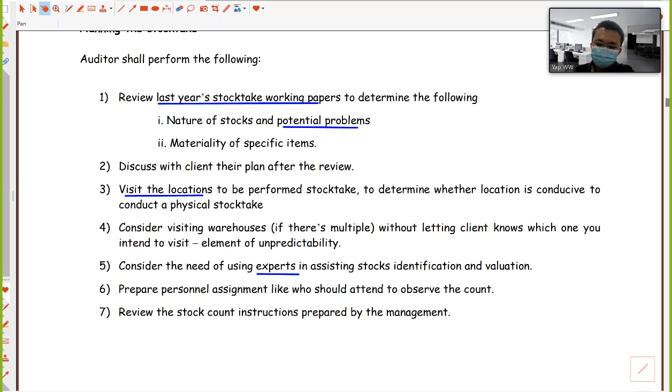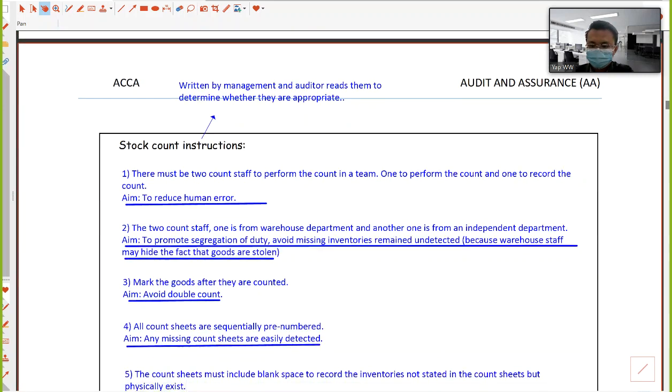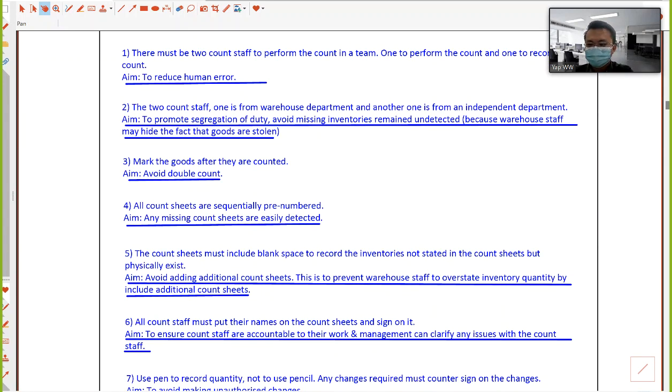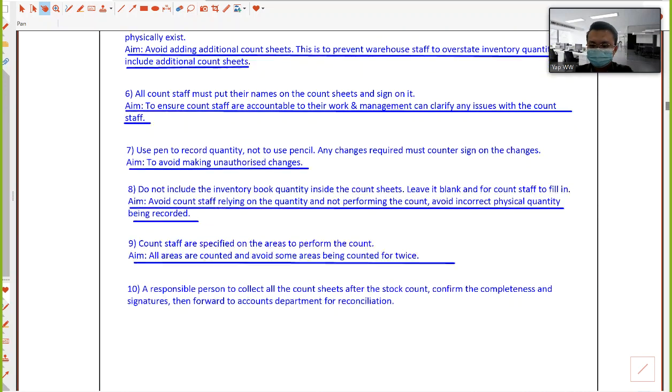Prepare personnel assignment. Who should observe the count and review the count instruction? That is why we ran through the stock count instruction just now. You review it, and if it is not right, you have to tell management to change the instruction. So you tell management what to change until the count instruction looks exactly like what you want.